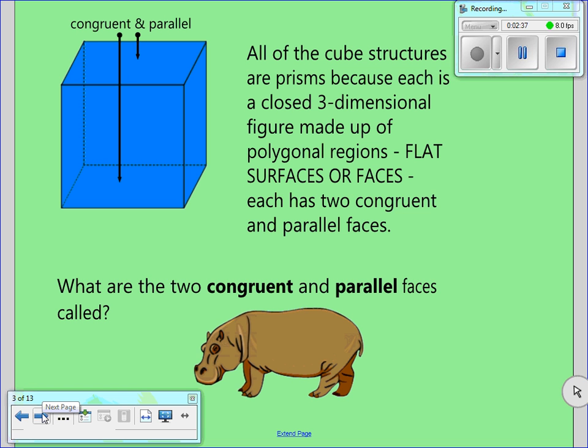All of the cube structures are prisms because each is a closed three-dimensional figure made out of polygonal regions. Flat surfaces or faces each have 2 congruent and parallel faces. So that means, let's take a look at the bottom here. Take a look at the top. These 2 sides will never touch. They'll go on forever if this cube happens to go on forever. I doubt it will. But they are congruent.